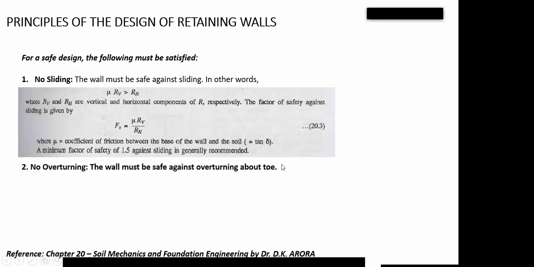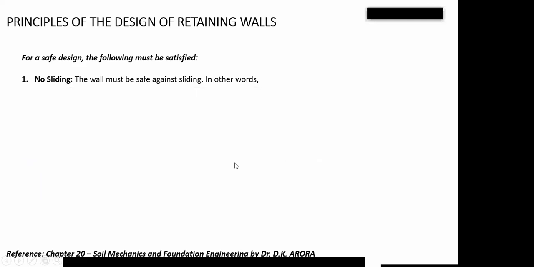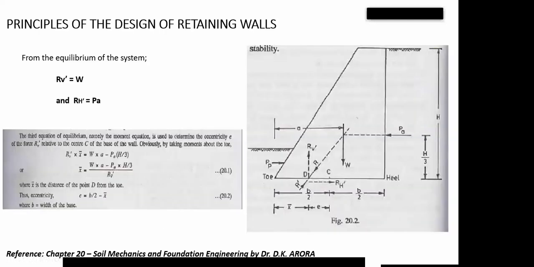Now, the second condition, the first condition being no sliding, is that the wall must be safe against overturning about the toe. Now, let me go back. Basically, you have your toe. This is your toe here. So, overturning here must be prevented. If this thing is turning around, this obviously is going to cause what? It's going to cause failure.